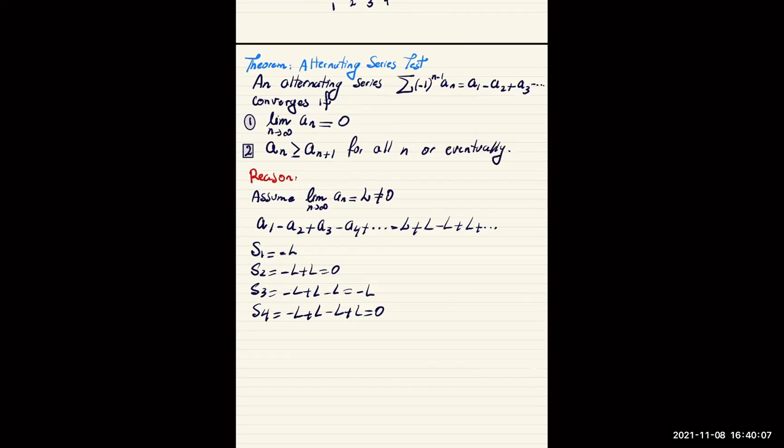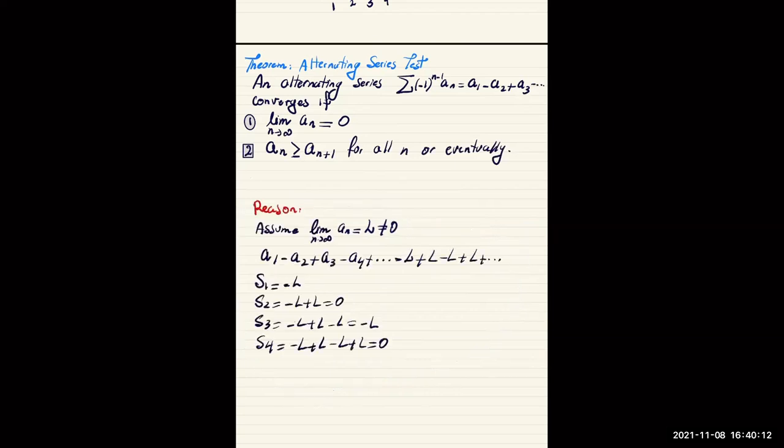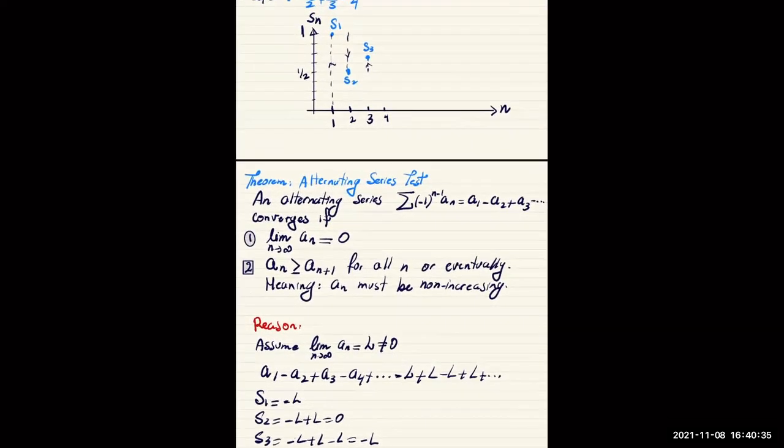Which means that a sub n must be non-increasing, decreasing or sometimes the same. Because just think about it. If the sequence is increasing, then this is just going to totally diverge.